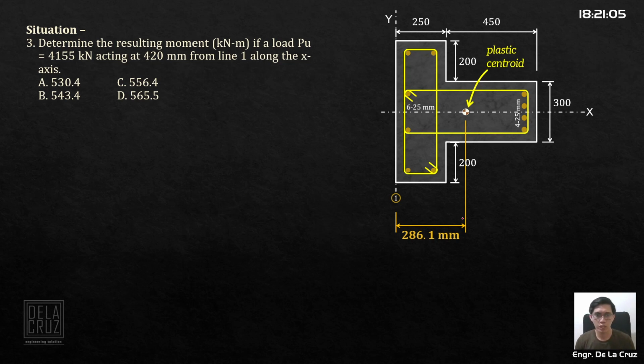Well, the location of the plastic centroid is the neutral axis of the section in terms of force. So the Pu will be acting 420 from line 1, along the x-axis. What moment will we get? The moment there is the moment about the neutral axis. So you have an eccentricity about this plastic centroid. Let's call it e. So how?